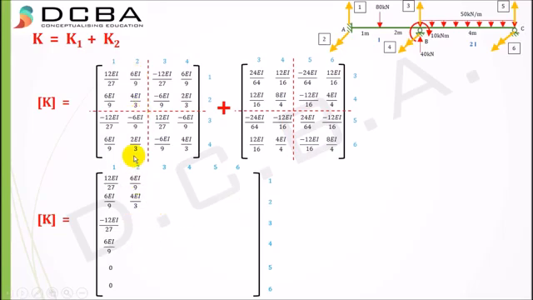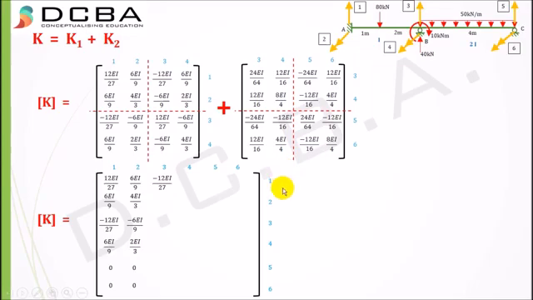Then element 2 2, second row, second column. Element 2 2 is 4 EI by 3. Element 3 2, third row, second column, minus 6 EI by 9. Element 4 2, fourth row, second column, 2 EI by 3. And then there is no element at 5 2, nor is there an element at 6 2, so 0 0.